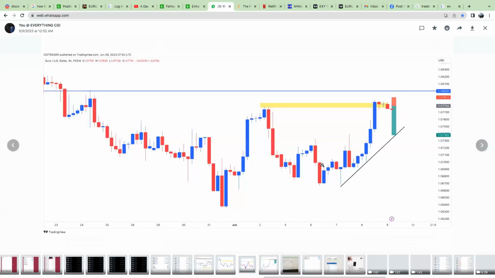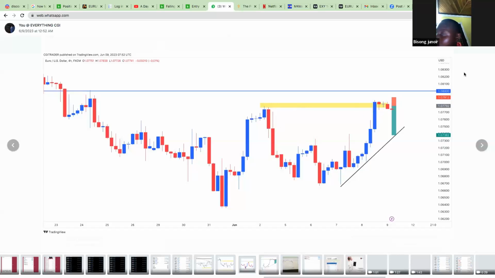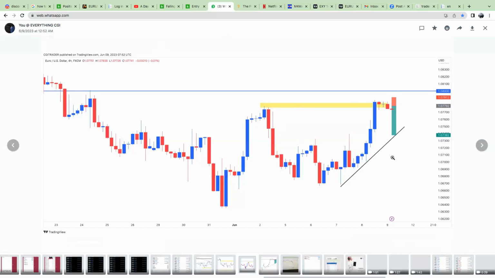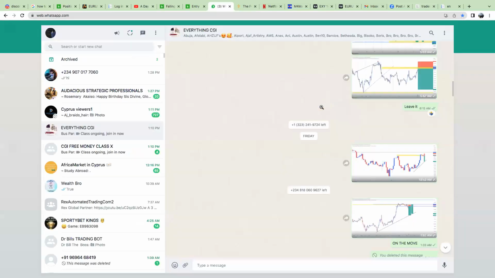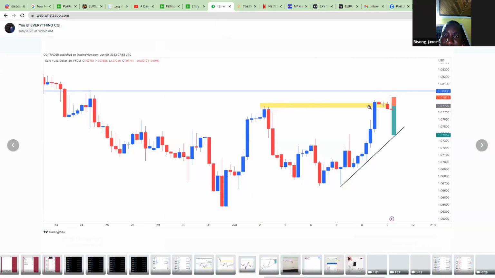Okay, so you know what? Send me a message, and then we'll deal with that. There's always analysis when there's a trade every day. Let me show you. Look at it. I posted this trade there. Look at this. Can you see? Everything CGI, yes. Can you see the sell?